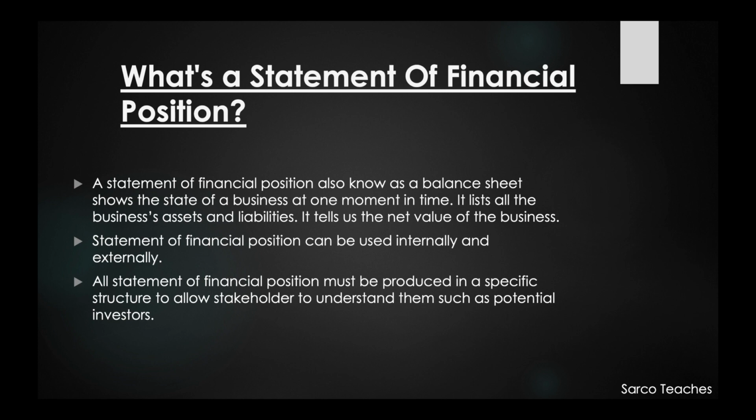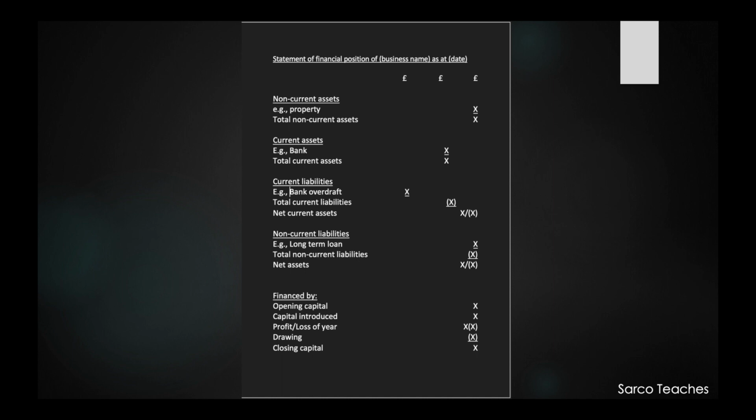All statements of financial position must be produced in a specific structure to allow stakeholders to understand them, such as potential investors. The thing on your screen now is the structure and layout of a statement of financial position. First of all, we have the title at the top, where you write the business name and the date. After that, we have three columns, where you put three pound signs or dollar signs or wherever you're from on the top. Then we write non-current asset, and then we list all the non-current assets we have down below.